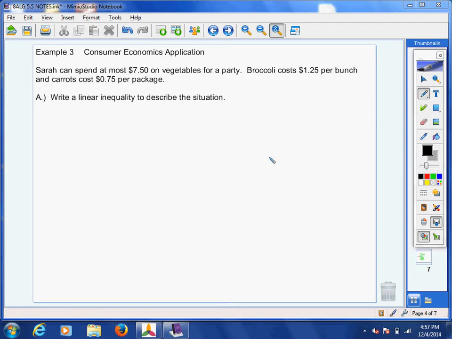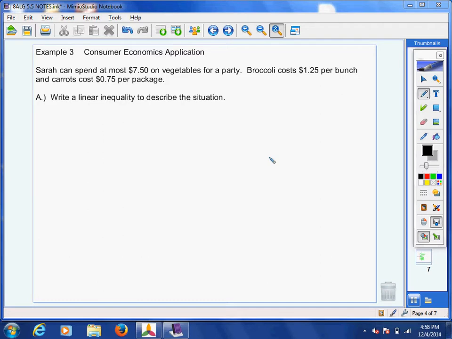Sarah can spend at most $7.50 on vegetables for a party. Broccoli costs $1.25 per bunch and carrots cost 75 cents per package. Write a linear inequality to describe the situation.